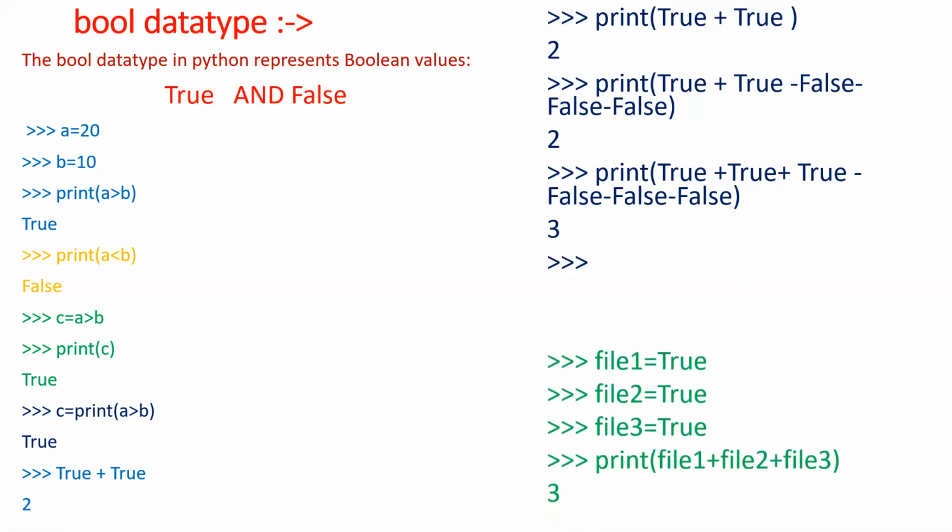So now in this case, first I'm assigning True into the file1 variable, again True into the file2 variable, again True into the file3 variable. Now I'm trying to perform addition on file1 plus file2 plus file3. Now definitely you will get the three information. Got my point or not?